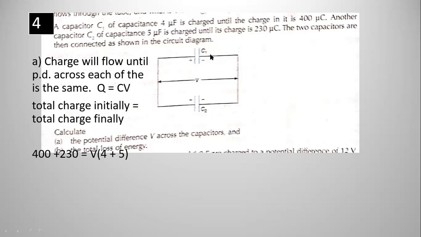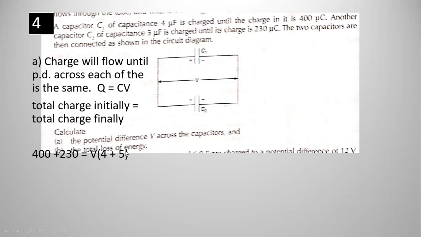So the initial one is 400 plus 230. Oh, this is a series diagram. Yeah. I think I've done something wrong here. Oh, correct. This is the charge. Yeah, there's the charge initially.